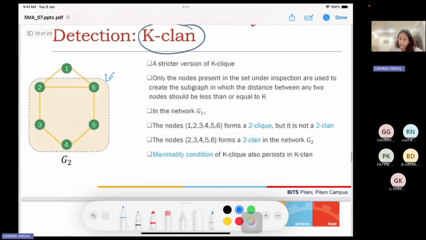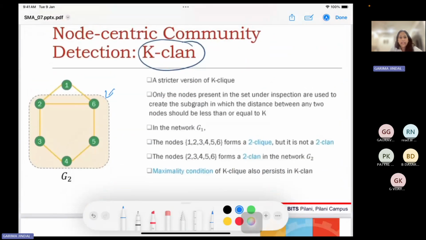Then we have another measure called k-clan. The k-clan is a stricter version of k-click. How is it stricter? Only the nodes present in the set under inspection are used to create the subgraph in which the distance between any two nodes should be less than or equal to k. So we have to use only the induced graph in order to find the shortest paths. We cannot use any node that is not part of this induced graph.